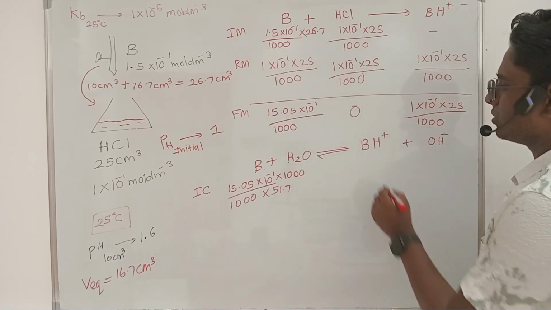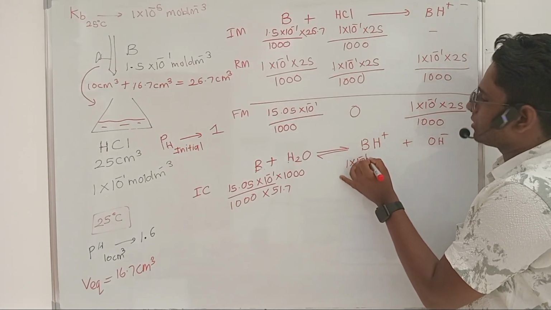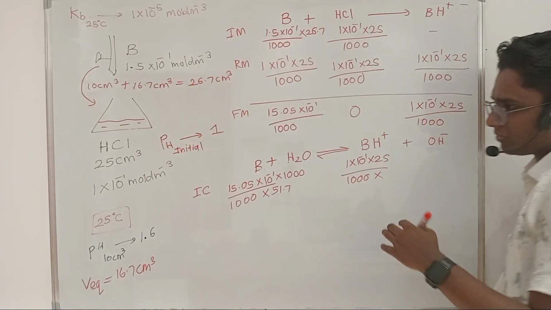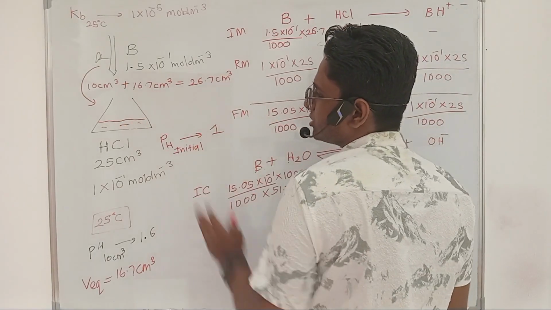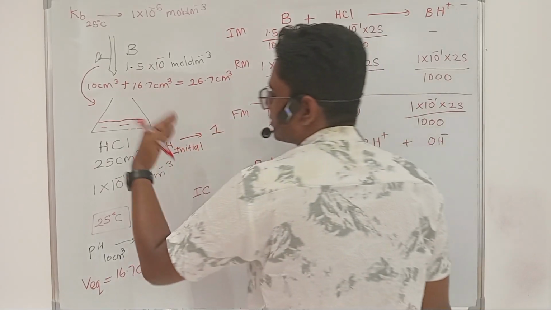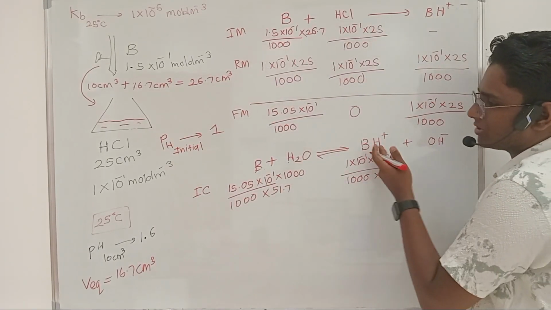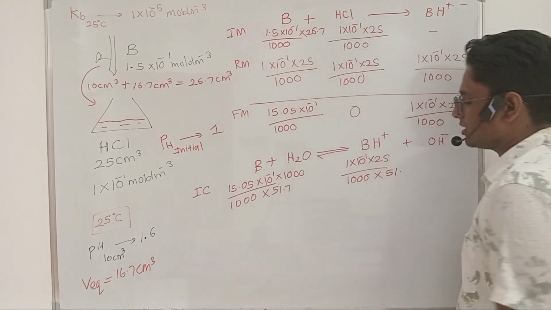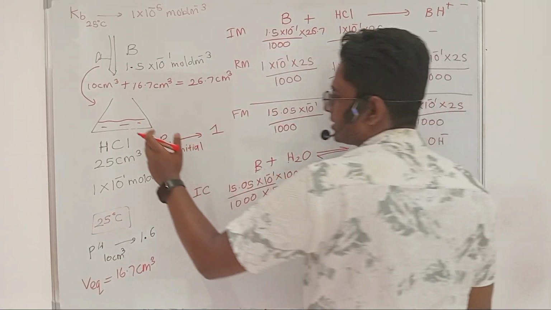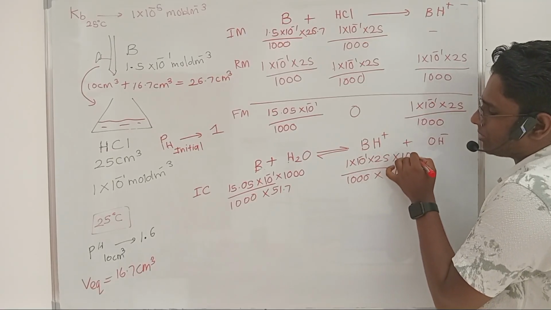What I now need to know is, for BH plus, what is the initial concentration? This is the moles. To find the concentration, I have to divide by the volume. Now BH plus is also present in this titration flask, right? So what is the volume of the solution? It is the same volume, that is 51.7, because BH plus and B, everyone is present in this titration flask, so everyone will have the same volume of solution. To convert into decimeter cube, I multiply by 1000.